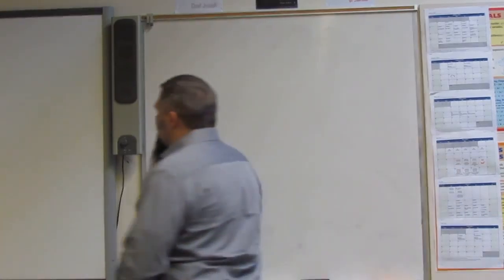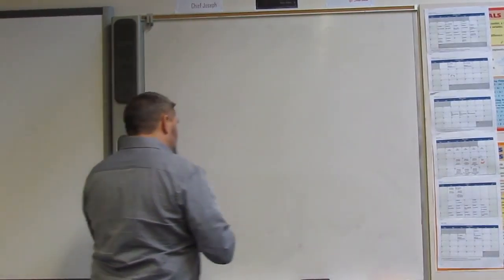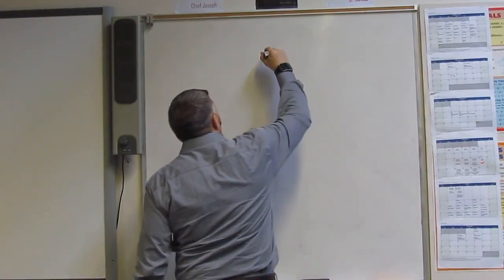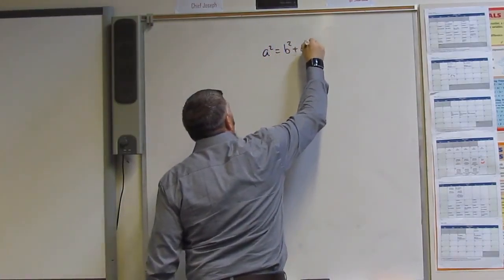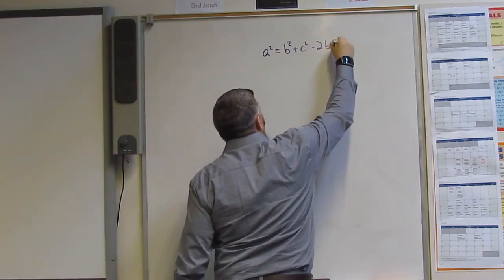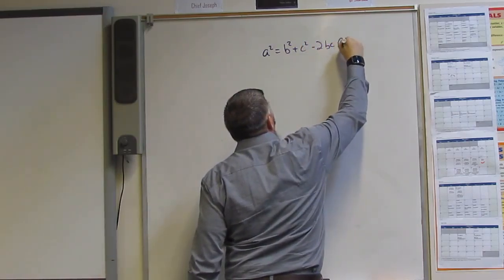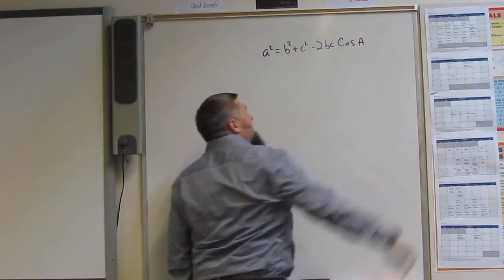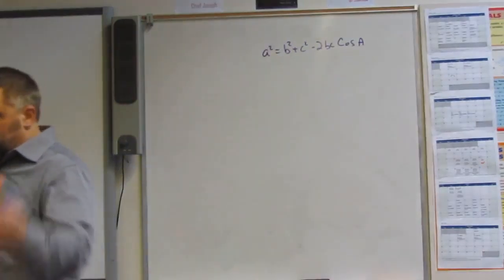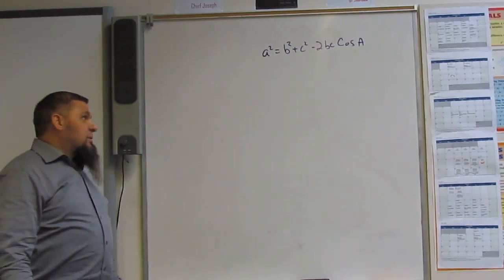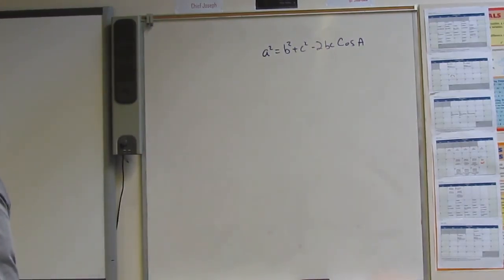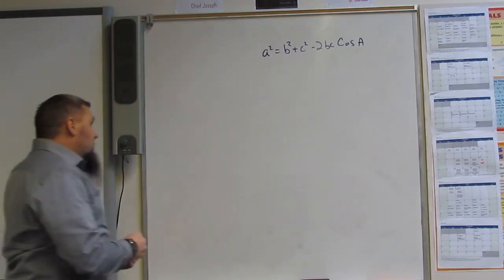Alright. I say that it's still a lot of work. Does it take a lot of space? Yes. A squared equals b squared plus c squared minus 2bc cosine A. Is that right? Is that true? Yeah. Okay? Did I do that correctly? Yeah. Alright.